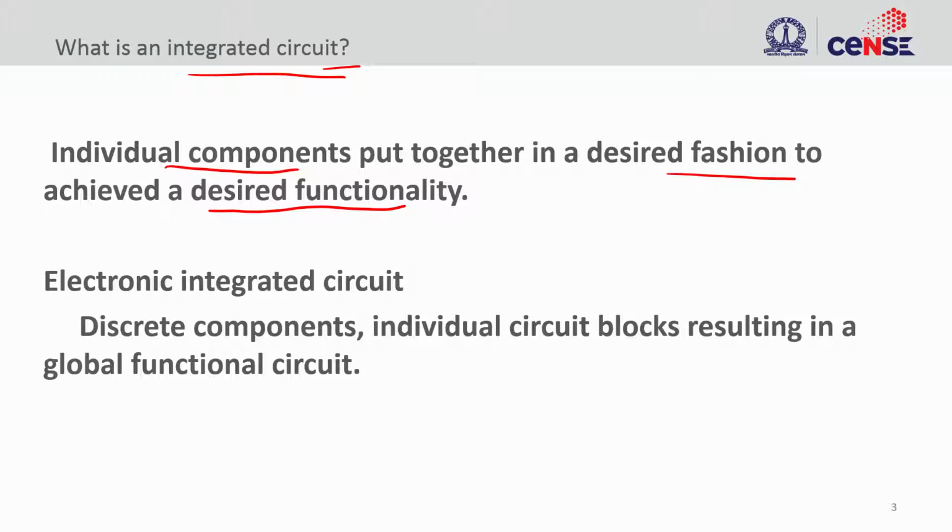So, discrete components are resistors, capacitors and inductors, let us say, or individual circuit blocks. Circuit blocks could be an amplifier, for example. An amplifier is a circuit block resulting in a desired or global functionality, right. So, you want to realize a global functionality, you put these discrete components or individual circuit blocks together in order to make a circuit. And they are all going to control the flow of electrons.